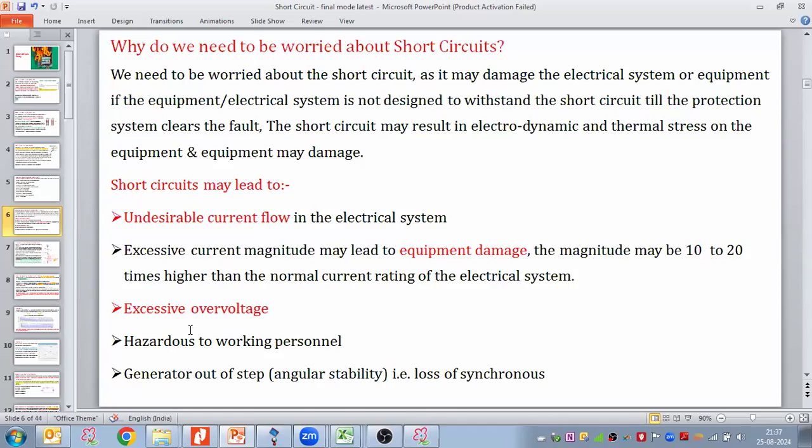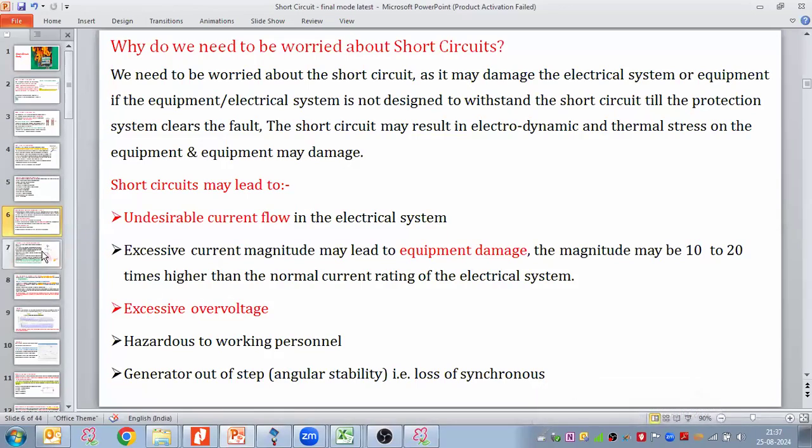Let us look deeper into the excessive over voltage due to the short circuit. It is quite strange: the short circuit may lead to higher current, but how is it leading to higher over voltage? And due to this higher voltage, what will happen? The equipment insulation may fail, and when the equipment insulation fails, the equipment may again be damaged. So this is the consequential effect of the short circuit due to over voltage, and due to that the insulation may fail.